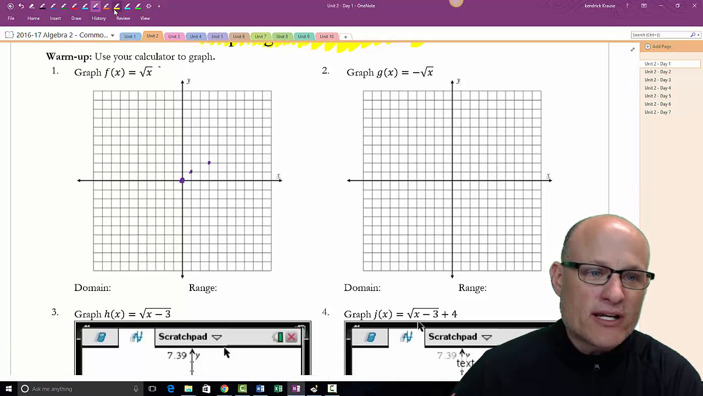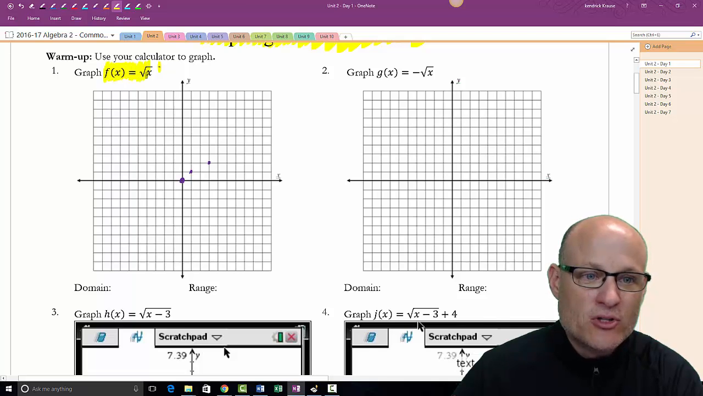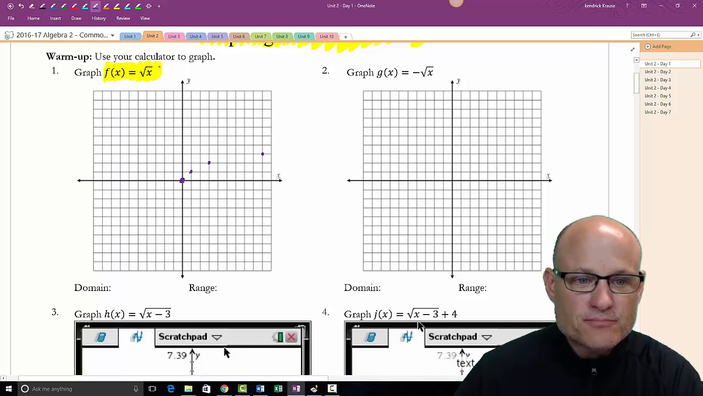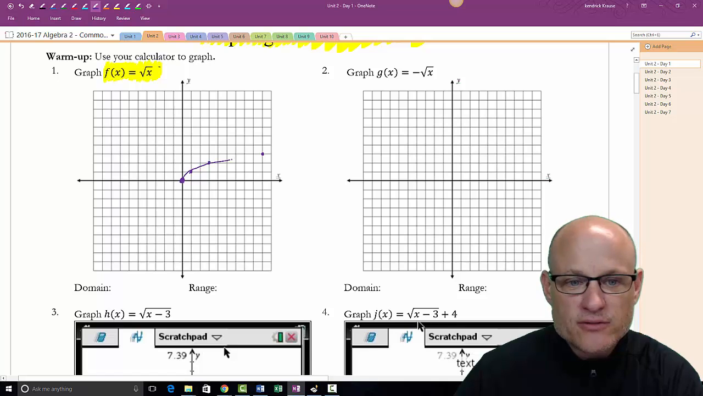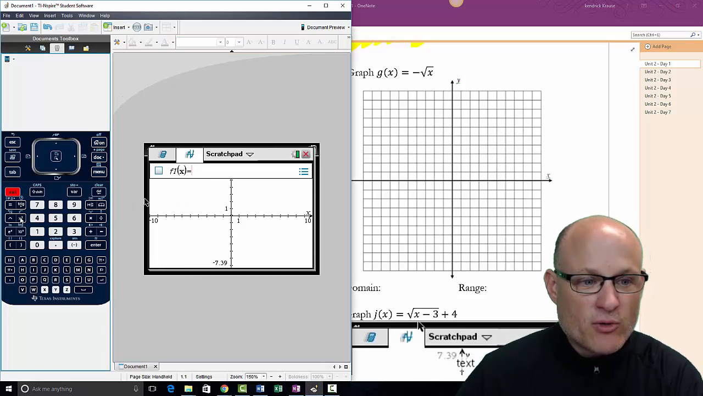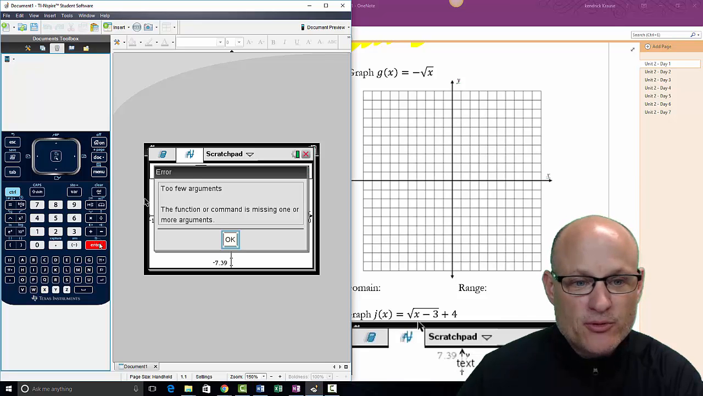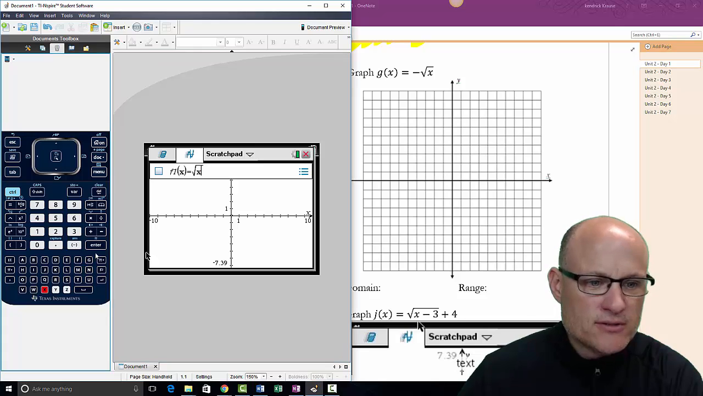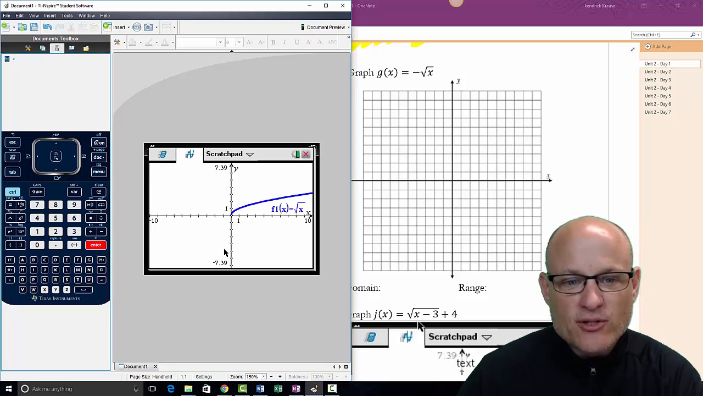Remember I keep talking about parent functions. Here's another parent function that you are responsible for knowing what it looks like. This is the square root function. It looks like this. That's what it looks like. Now, if you go into graph mode on your graphing calculator and just do the square root of x, that's what it looks like, okay?